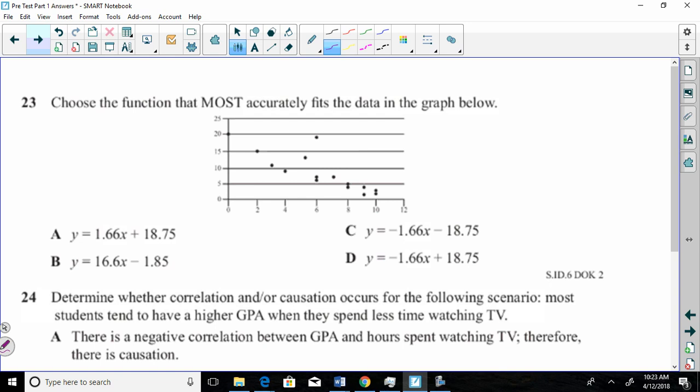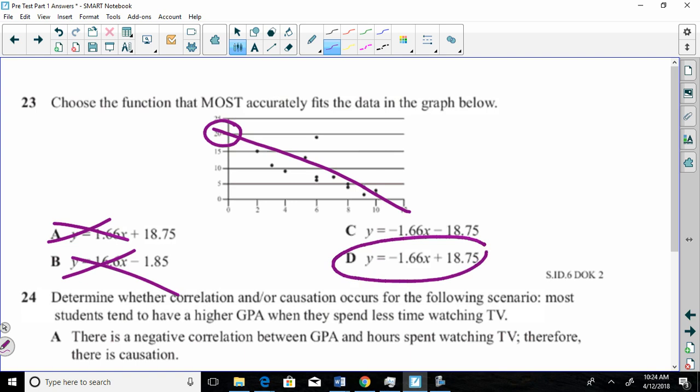All right, is this correlation negative or positive? Negative. So we know our slope has to be negative. Which ones don't have a negative slope? A and D, they have positive slope. Our y-intercept, if I were to draw a line, what number is it near? Around 20, right? See how the y-intercept starts around 20? Which one would be my y-intercept? Negative 18.75 or positive 18.75? Positive. A negative would be all the way down here if it says negative 20. But since it's a positive 20, that would be my y-intercept.